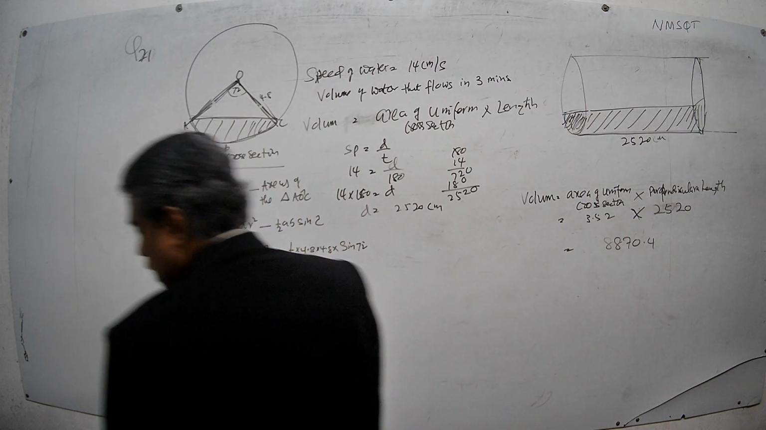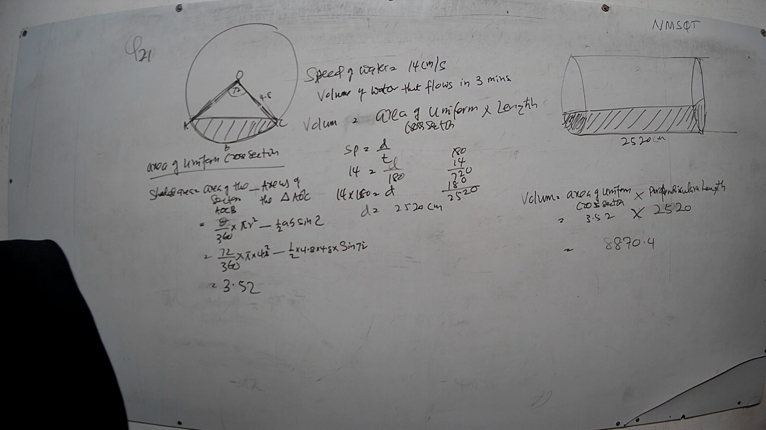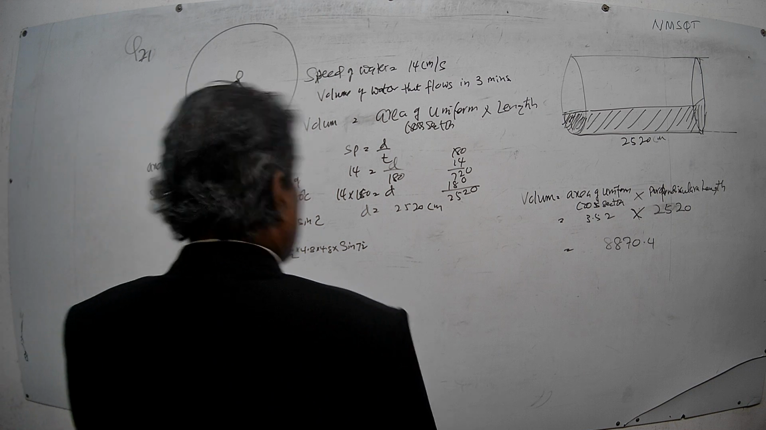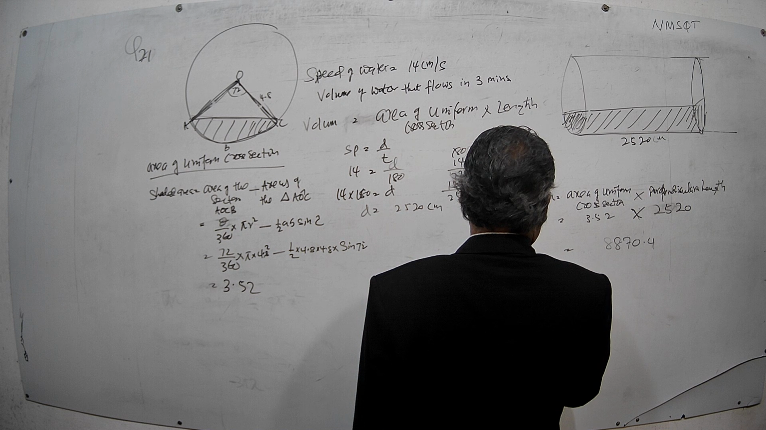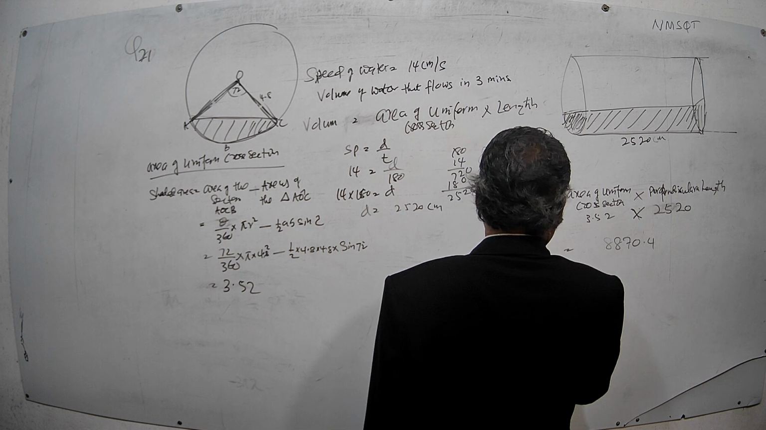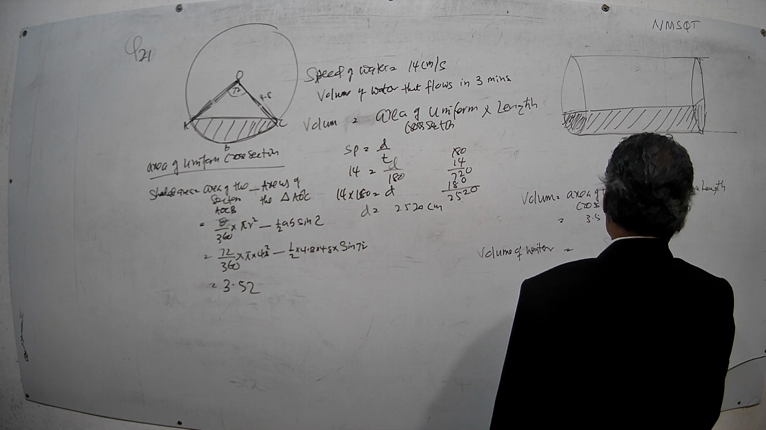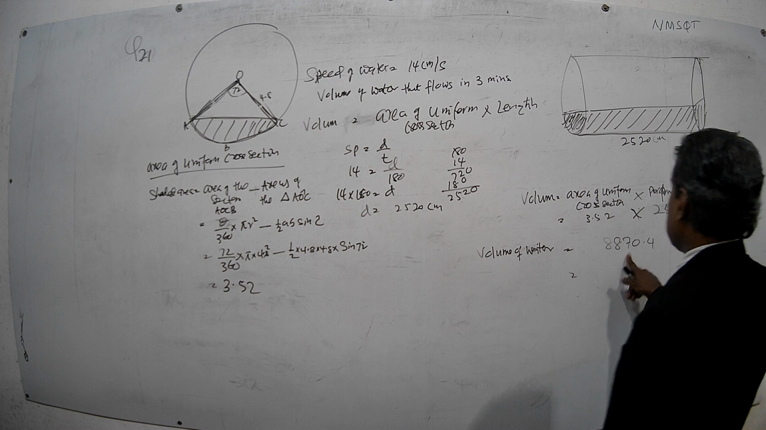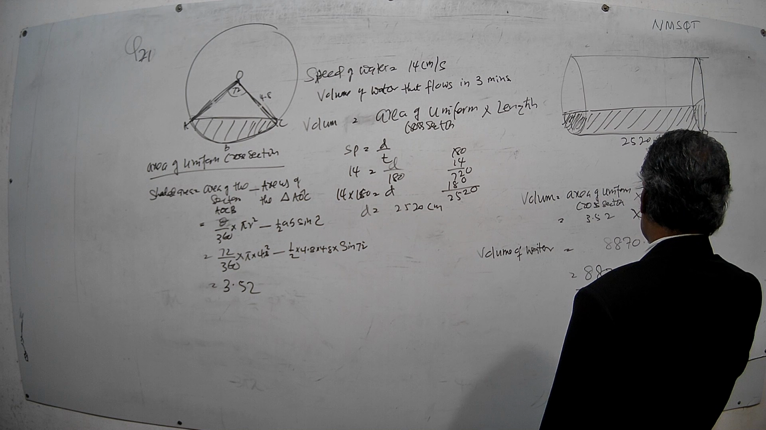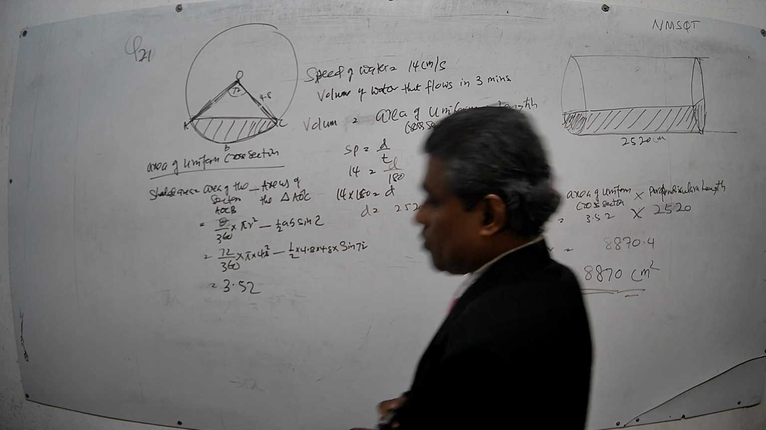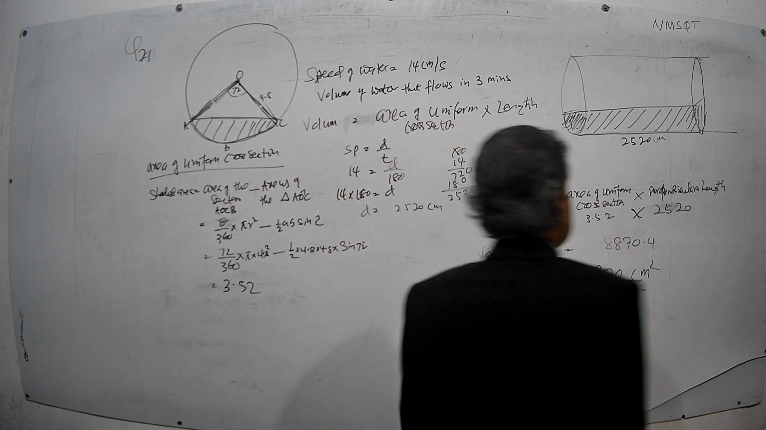We are asked to give the answer correct to three significant figures. The volume of water, correct to three significant figures, will be 8870 cubic centimeters. Okay, that is question number 21. We have done question number 21.